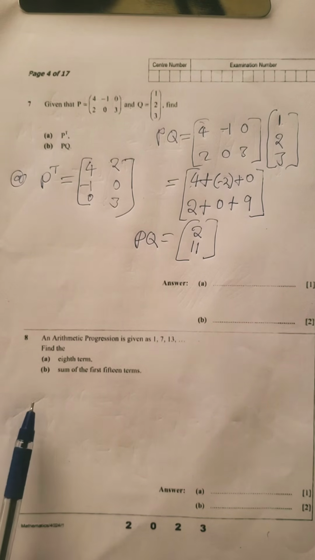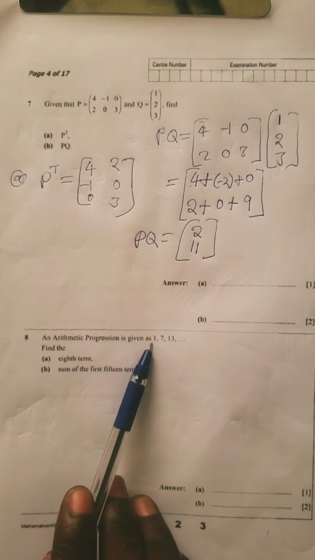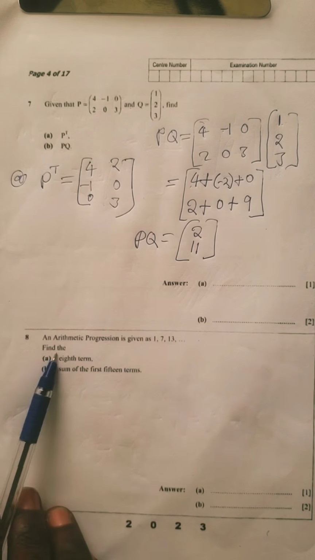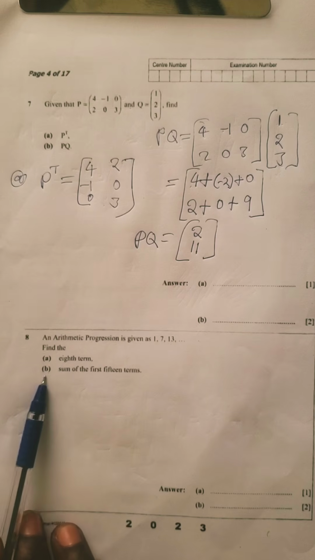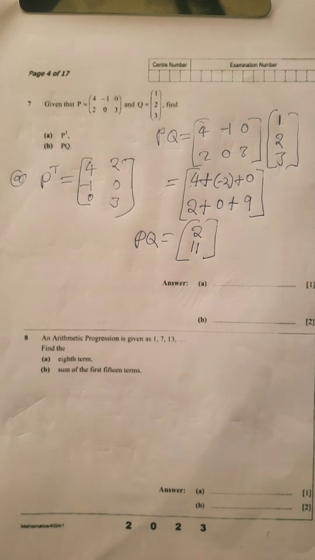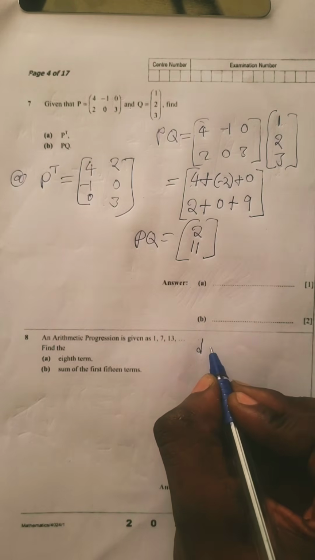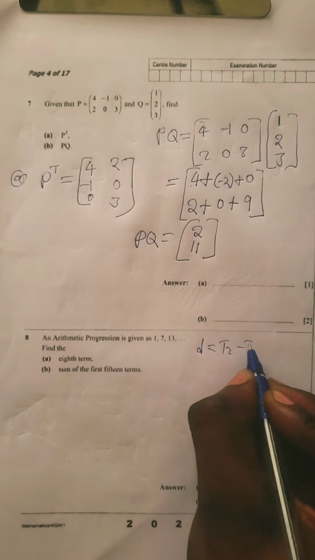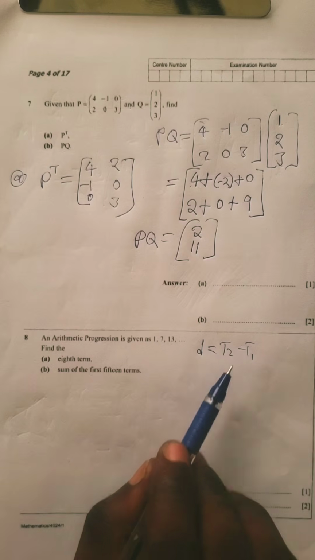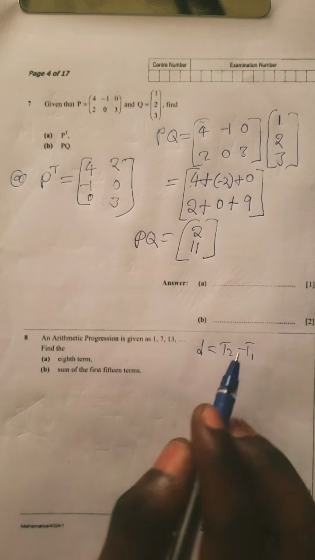This is AP. So question 8 says an arithmetic progression is given as 1, 7, 13. A, find the 80th term. B, find the sum of the first 15 terms. What do you need to understand here? Well, you need to understand mainly the formulas that you need to use here, the one for calculating common difference: term 2 minus term 1, or term 3 minus term 2, or term 4 minus term 3, whatsoever, one and the same.